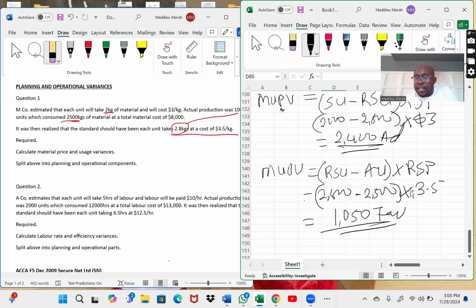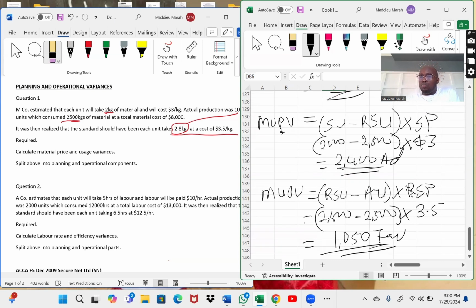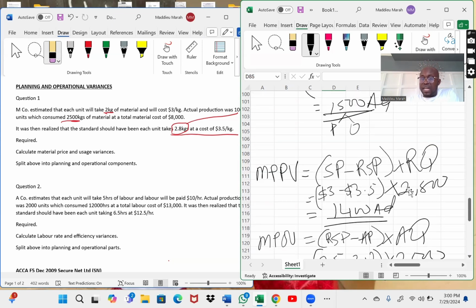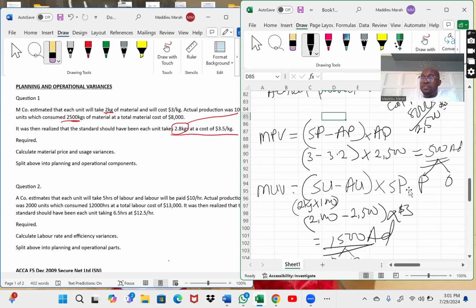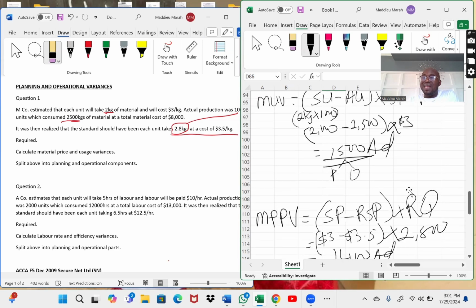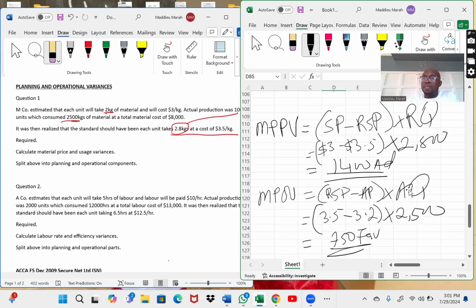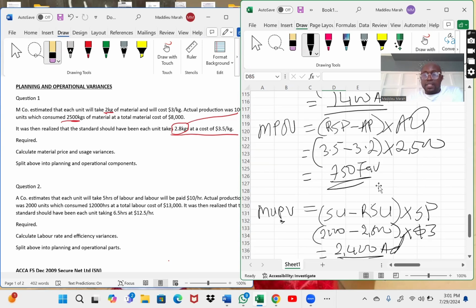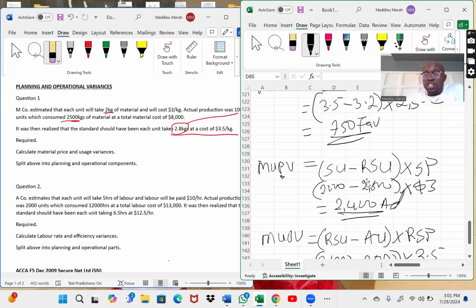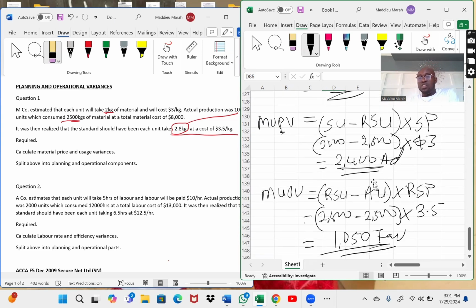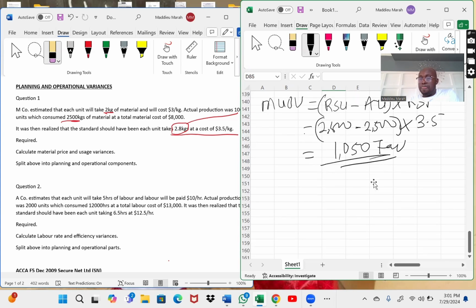Okay, so what happened here? Now we need to analyze these variances. These 4 variances. Let's forget about the basic material price variance and material usage variance. Let's analyze these 4 variances: material price planning variance, material price operational variance, material usage planning variance, and material usage operational variance. In analyzing variances, let me bring the planning variances together and the operational variances together.